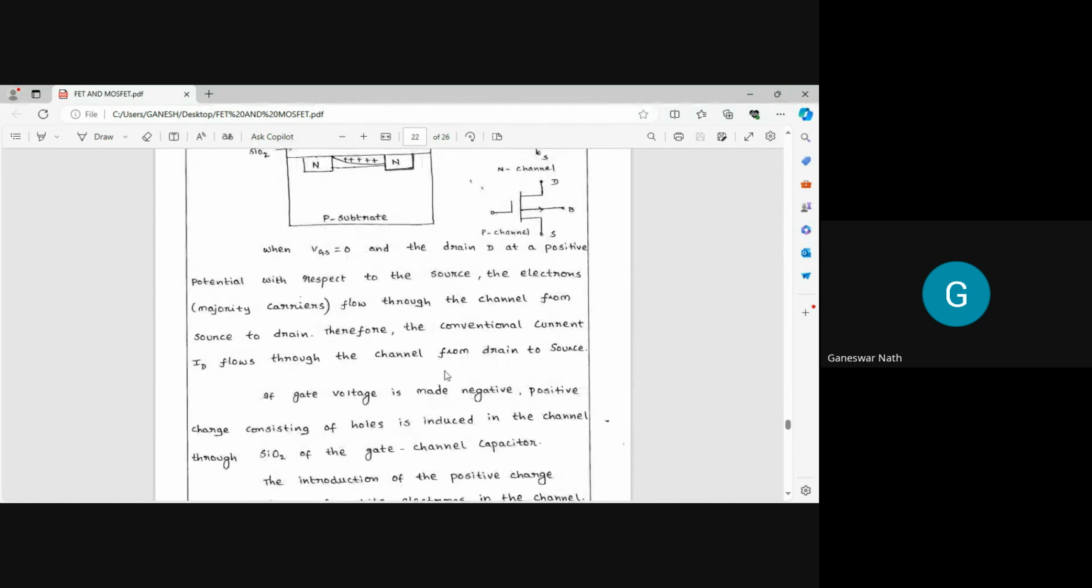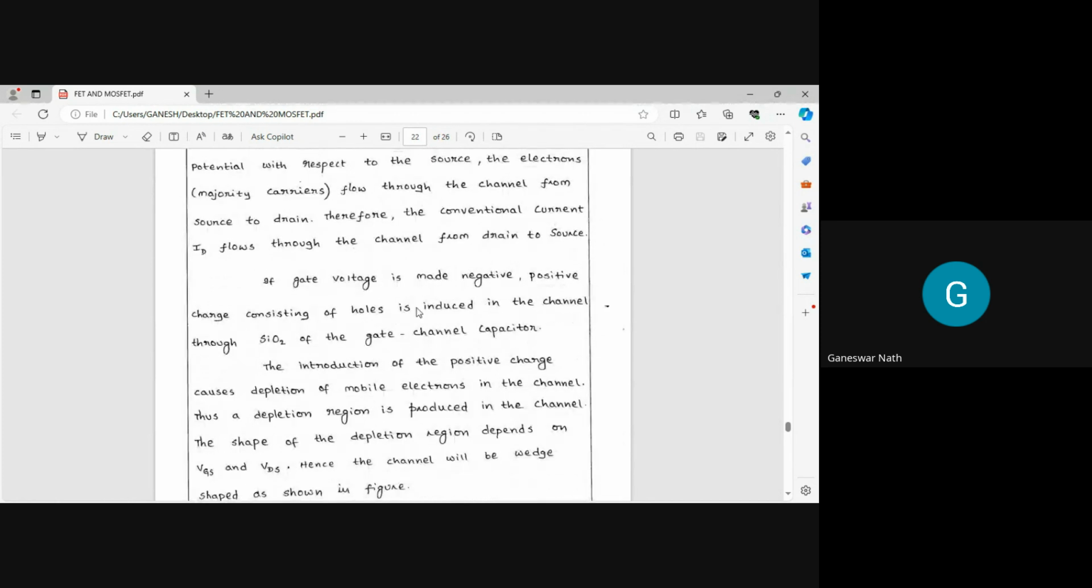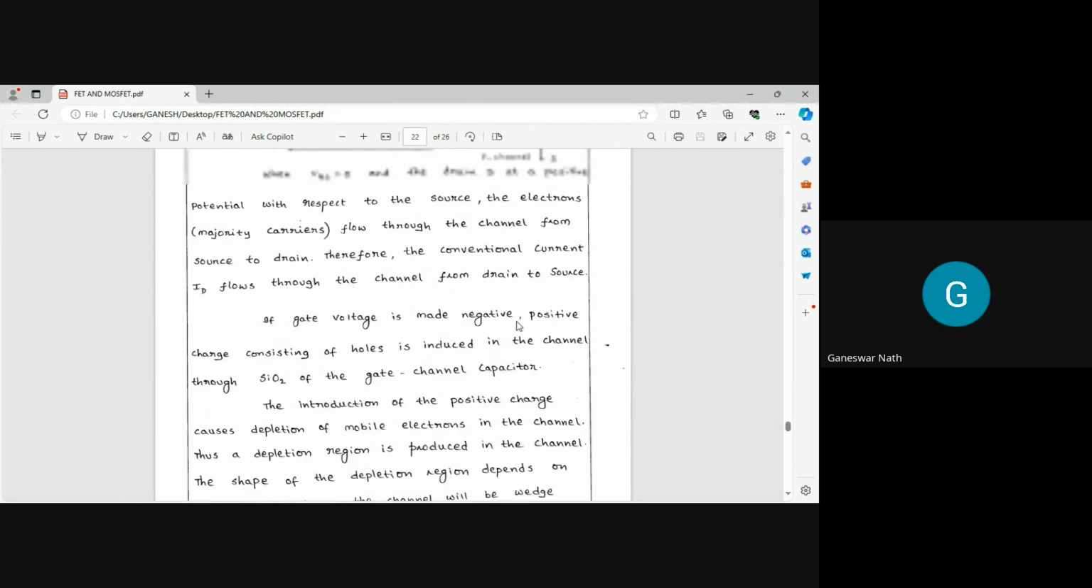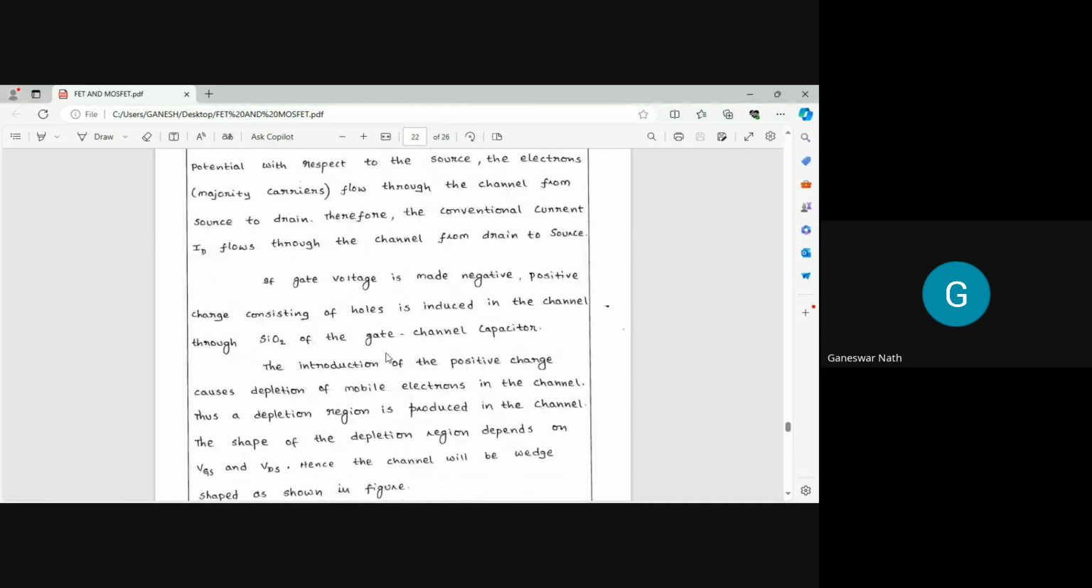This is the gate and this is the insulated part, silicon oxide is maintained here. So when the gate voltage is made negative, positive charge consisting of holes is induced in the channel. That means if this is positive, then immediately negative charge carriers are induced due to the induction process. The introduction of the positive charge causes deflection of the mobile electrons in the channel. Remember, the introduction of the positive charge causes the deflection of the mobile electrons in the channel.